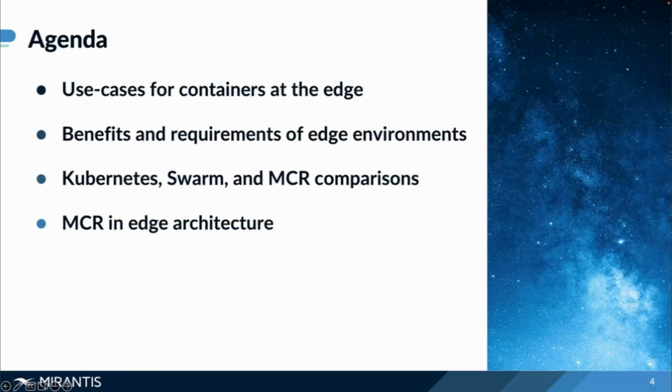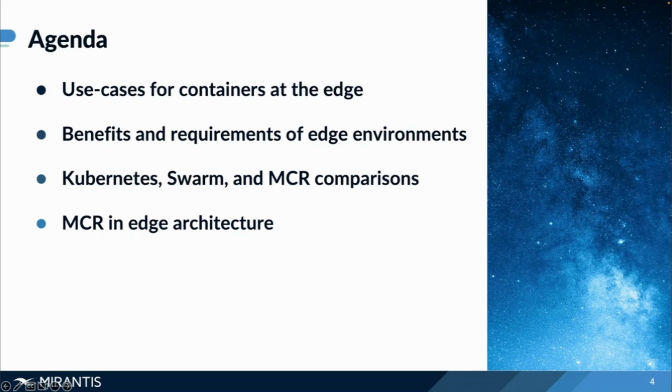So a little bit about what we're going to talk about today. First of all, we want to look at what are some of the use cases for containerization at the edge? I mean, why do we want to do that? What are some of the benefits and perhaps requirements of your edge environments? A bit of comparison between different orchestration methods, between Kubernetes, Swarm, or running just containers on the edge with Mirantis Container Runtime, and essentially what it probably looked like in practice.